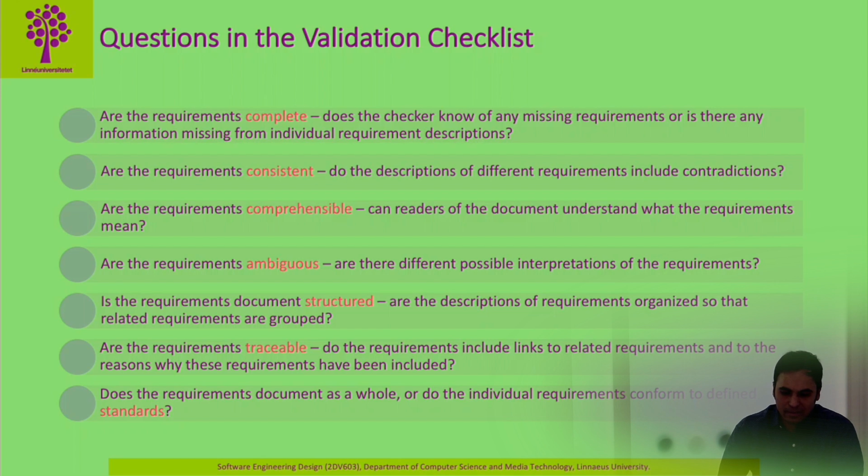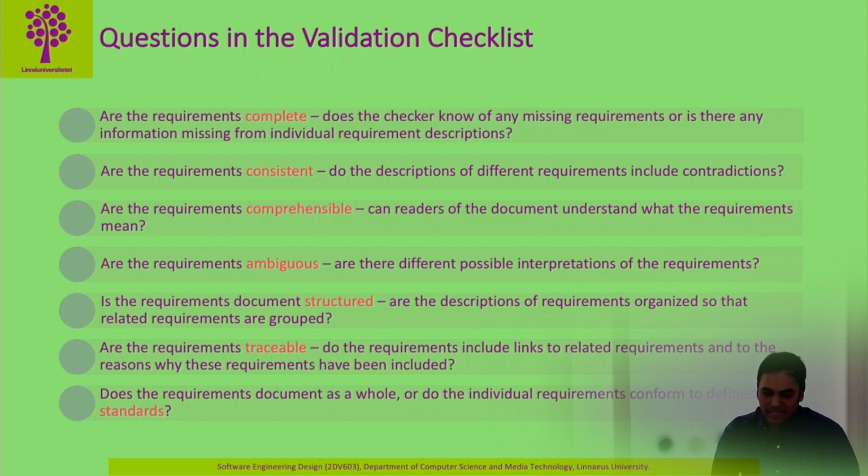The first and the most common question is, are those requirements, or is each individual requirement, complete? So we have to check if there are any missing requirements, or any missing information in an individual requirement's description, because as a single statement or as a whole, the requirements should always be complete. And then the requirements should also be consistent, so there should not be any conflict with other requirements.